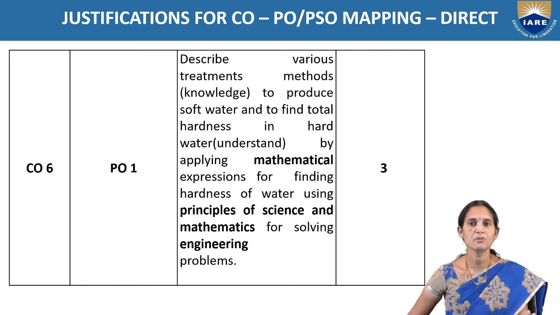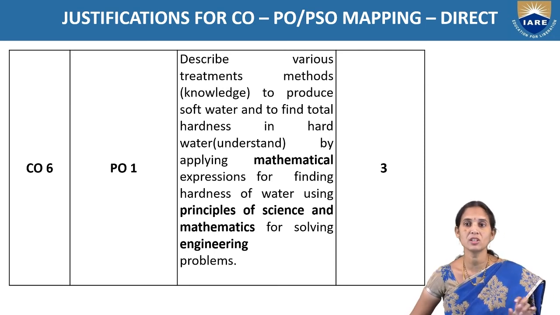So next one, CO6, we are mapping with PO1. Describe various treatment methods. So they will learn different treatment methods, knowledge to produce soft water and to find total hardness in hard water. So understanding, by applying mathematical expressions for finding hardness of water, using principles of science and mathematics for solving engineering problems.